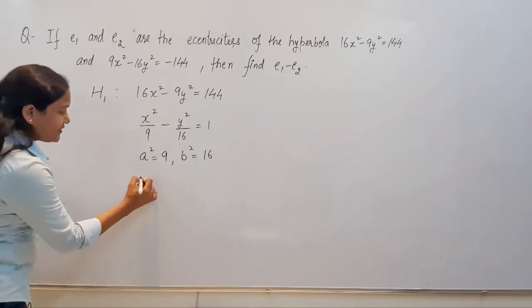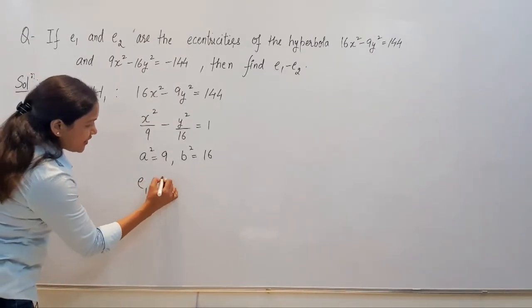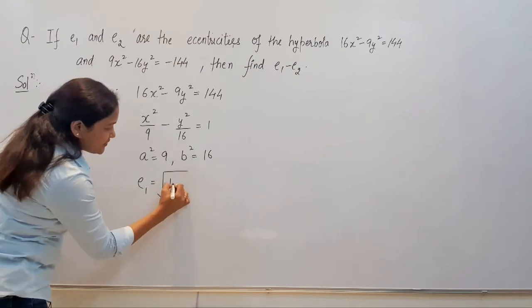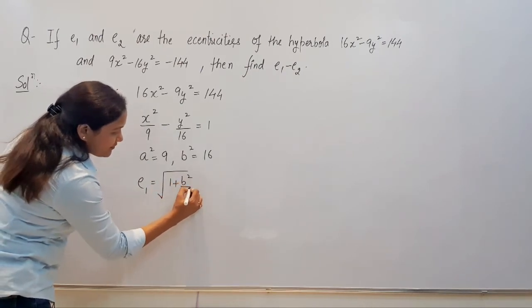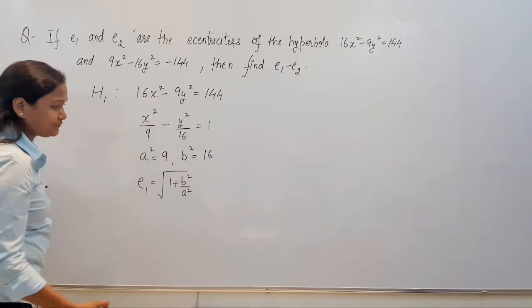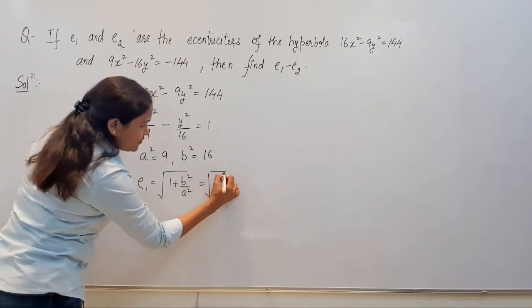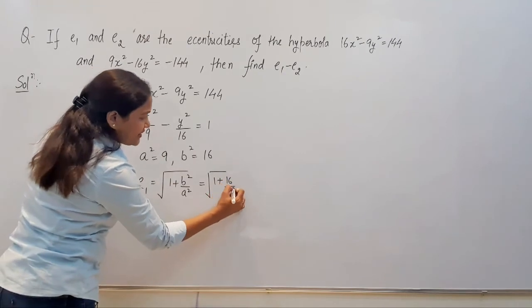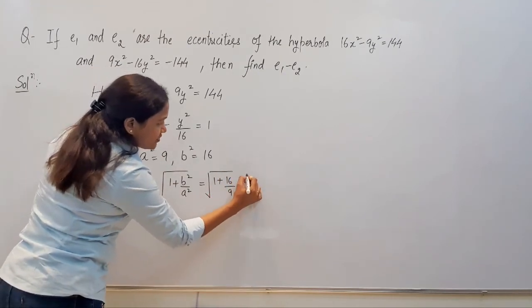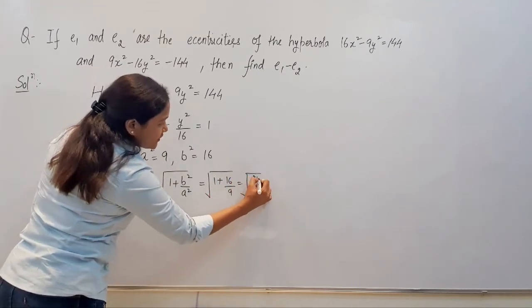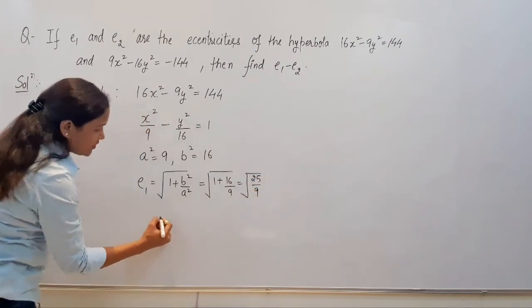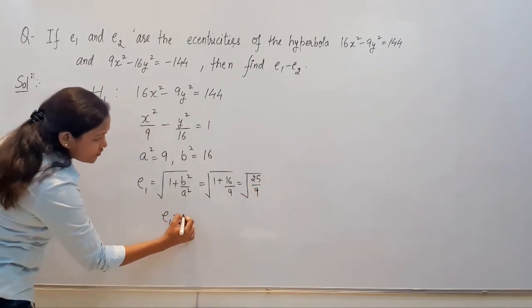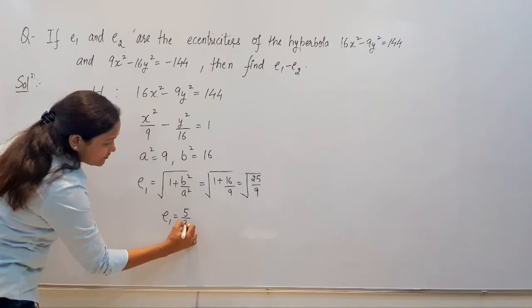So what is the eccentricity of this hyperbola? Eccentricity is root of 1 plus b square upon a square, and that is equal to root of 1 plus b square, आपका क्या है, 16 and a square is 9. So this is root of 25 by 9. So E1 will be equal to 5 upon 3.